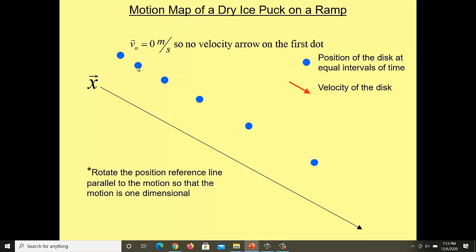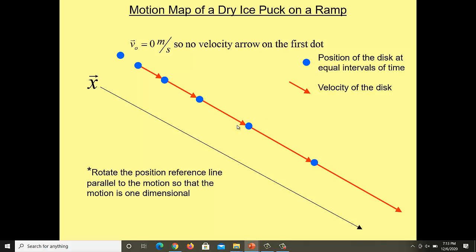One unit of time later, now it's moving, but we said it's accelerating. It'll be moving faster, so what should be true about the length of the velocity arrow? It should be longer. And then it should be longer, and longer, and longer. With me? So watch that again. Each one, the velocity arrow gets longer.